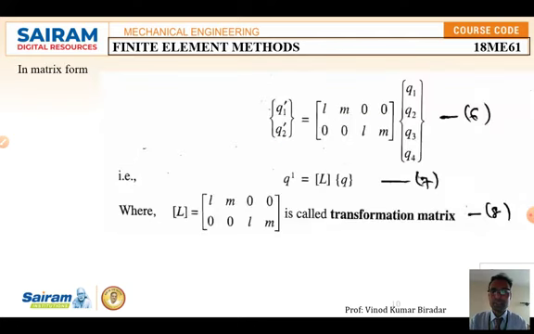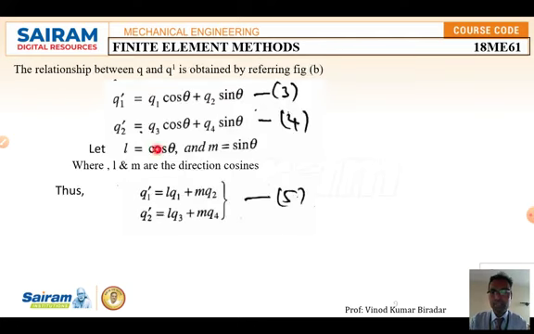Let us assume L is cos theta and M is sin theta. These are called the direction cosines. Substitute these in equations 3 and 4. So you get the modified equations: q1 dash is equal to L q1 plus M q2, and q2 dash is equal to L q3 plus M q4. Give equation number 5.